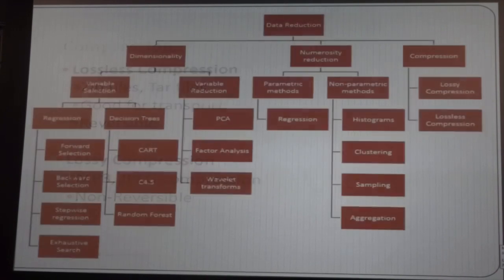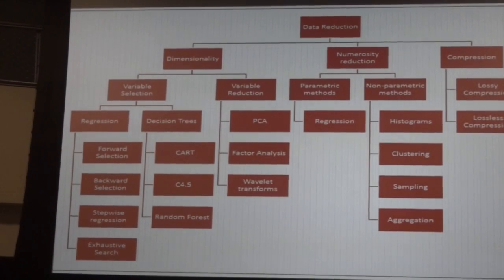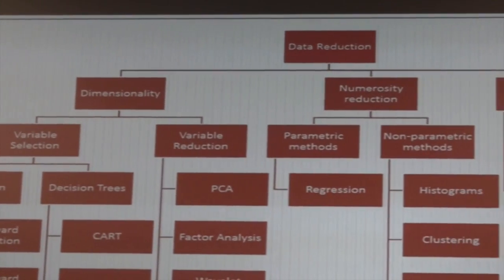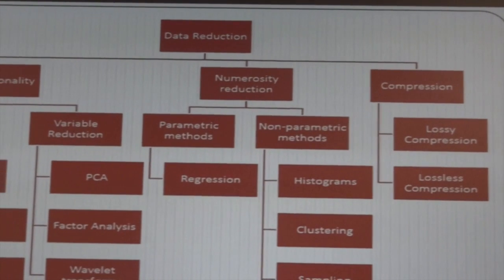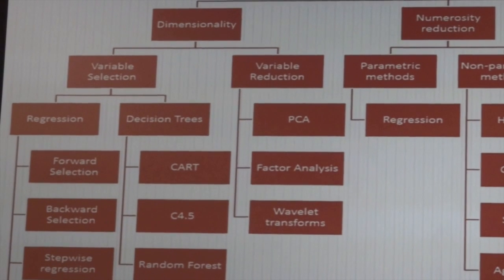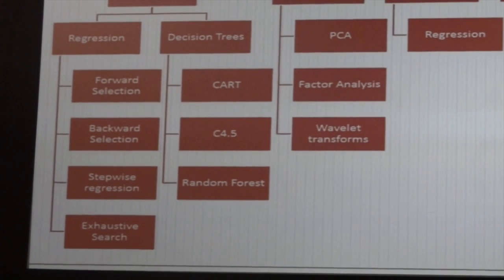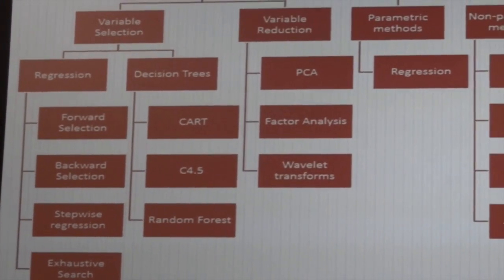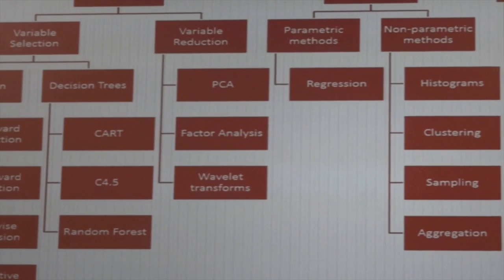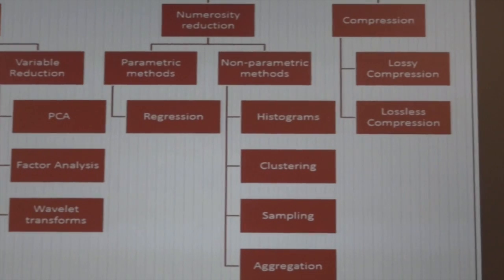Okay? So basically, this is the roadmap we walked through. There are three methodologies: dimensionality reduction, numerosity reduction, and compression. In dimensionality reduction, you can use variable selection and variable reduction. In variable selection, you could use either decision trees or regression methodologies. In variable reduction, you could use PCA, factor analysis, or wavelet transforms. For numerosity reduction, there are parametric and non-parametric methods you could use. And for compression, you could use lossy or lossless compression.